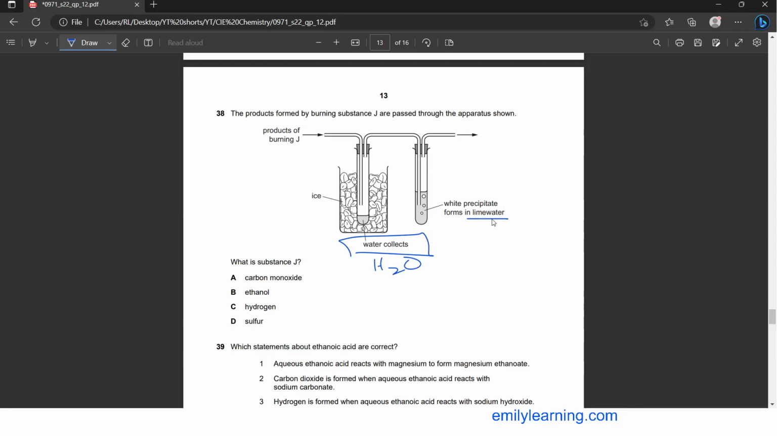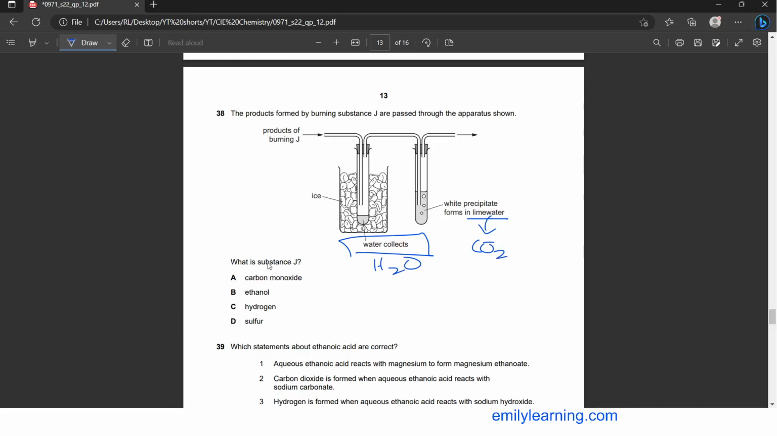Next, we have lime water. Once you see lime water, you think of carbon dioxide. How do we know that carbon dioxide is formed? When a white precipitate is observed in lime water, it means there's carbon dioxide. Here you see a white precipitate formed in lime water, so there's also carbon dioxide. In other words, when J is burned, you have water and carbon dioxide being produced.